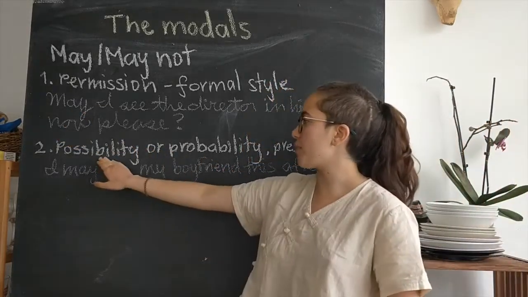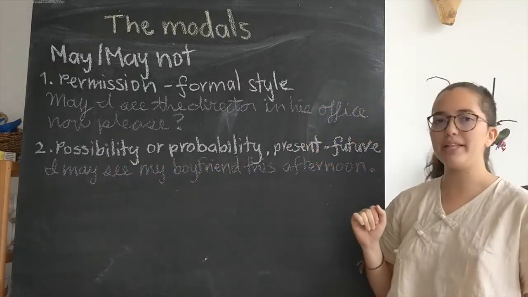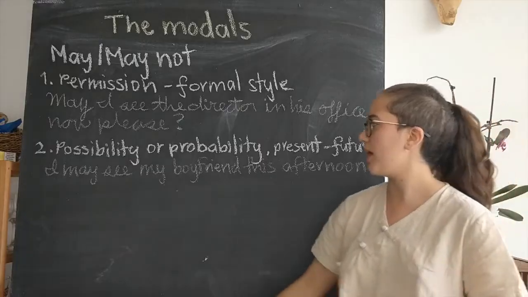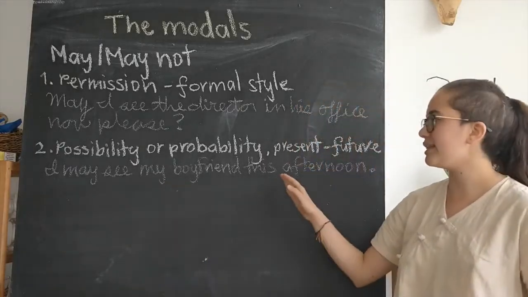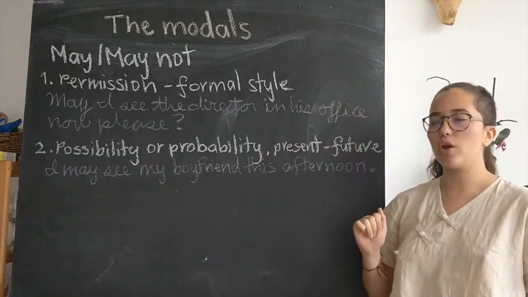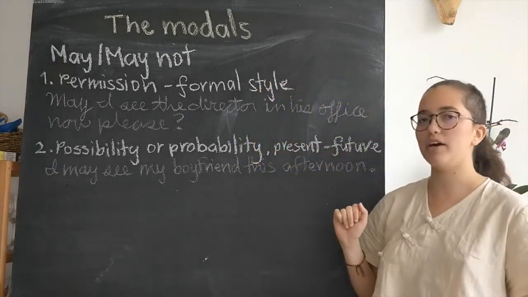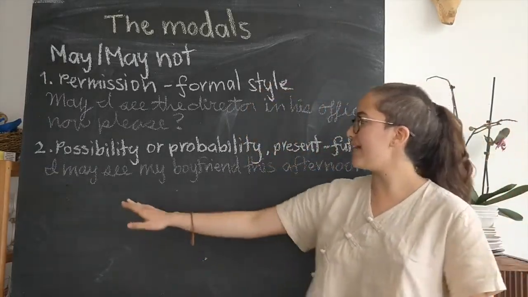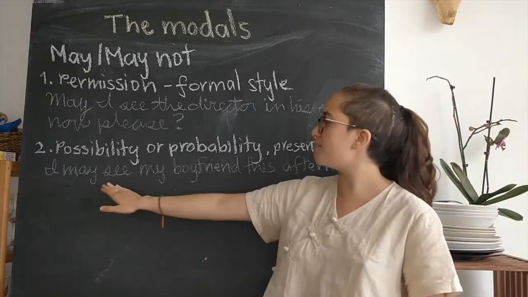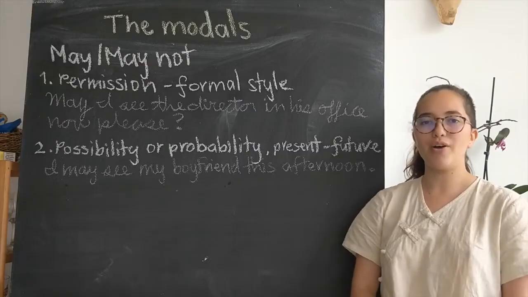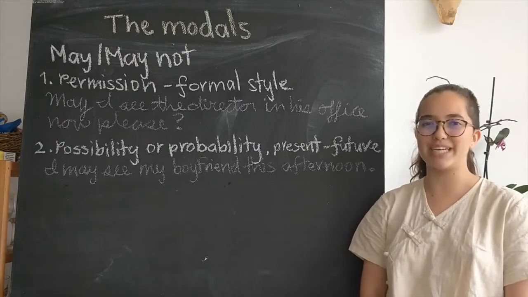It can also express possibility or probability, either in the present or the future. For example, I may see my boyfriend this afternoon. Here we are saying that the subject of the sentence may see, or has the possibility of seeing, their boyfriend this afternoon. Okay, let's go on to the next modal auxiliary.